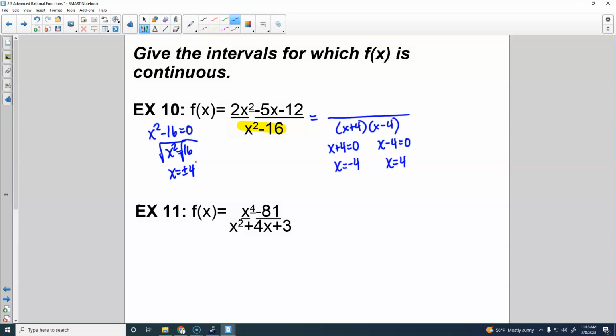Notice I didn't factor the numerator because it really doesn't matter whether they're holes or vertical asymptotes for this. If I needed to know that, I would need to factor the numerator, but it doesn't matter. So I have discontinuities at -4 and 4. So this function is going to be continuous everywhere except for those points.